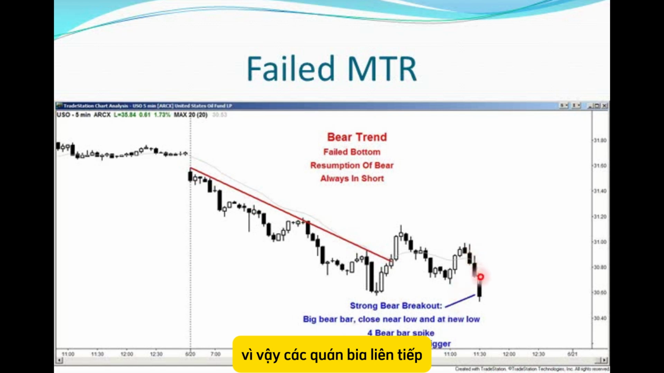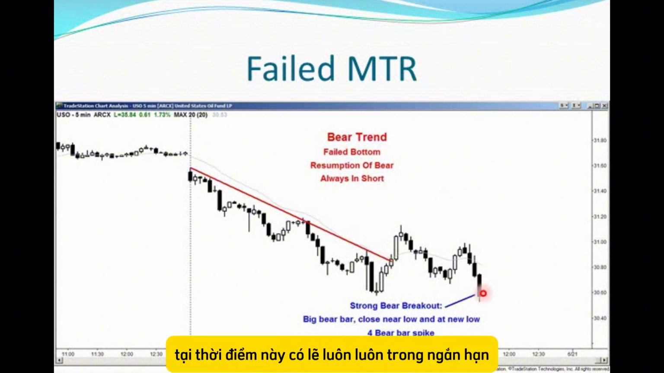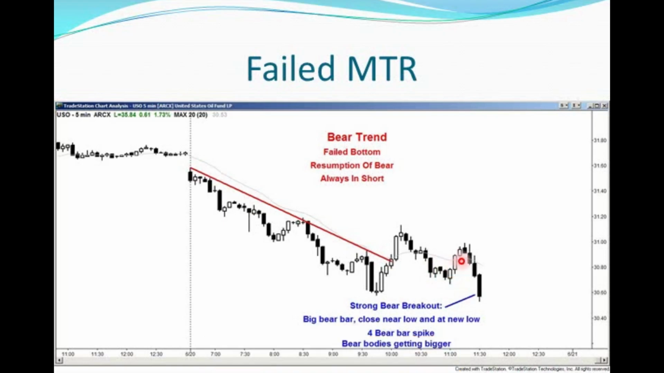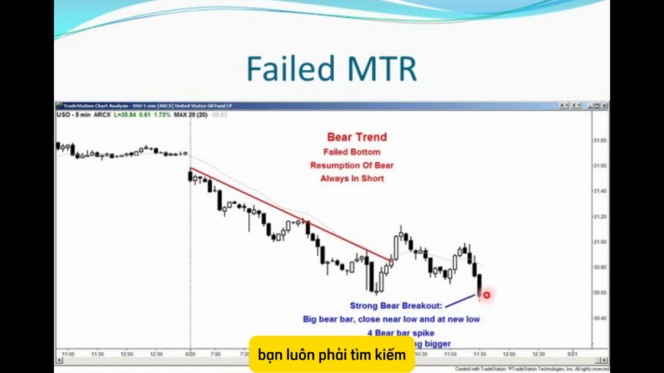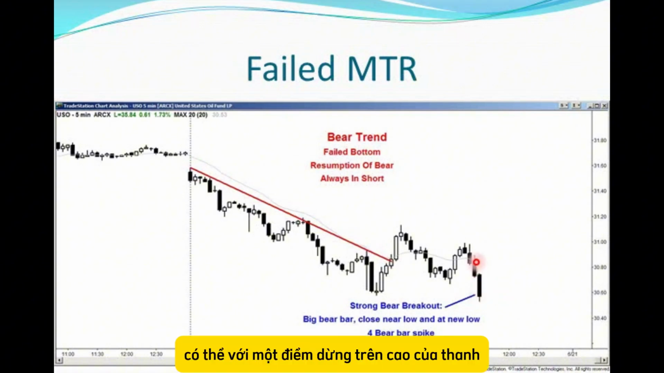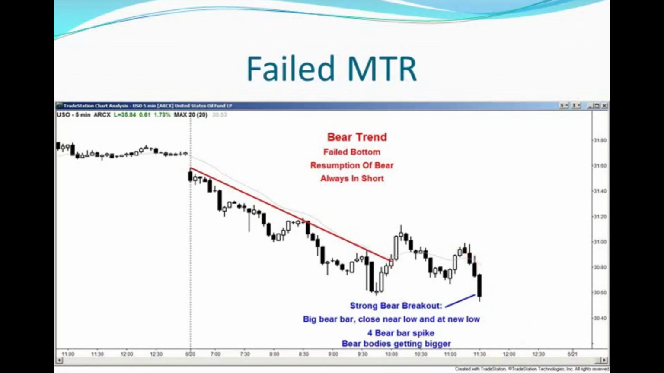So 4 consecutive bear bars, the bodies getting bigger, so the selling pressure is increasing, and the market at this point is probably always in short, and the bottom, this higher low, failed. Since it was such a high probability trade, that means a lower probability event occurred, and whenever a lower probability event occurs, you always have to be looking for at least a second leg down. So it's probably okay to sell this close, maybe with a stop above the high of the bar, or maybe a stop above any of these other highs.